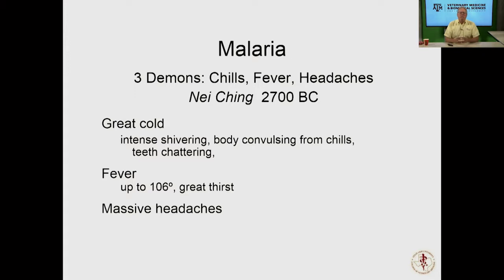Because of those three demons, one demon was of great cold, the intense shivering. And this is what you get when you get malaria, you get this cold and you start to shiver. And I have worked in Malawi and my colleagues have had malaria. And when they start to shiver, their whole bed starts to shake. And then after the shivering, there's a fever. And so there's the demon of fever. And that fever is up to 106 degrees Fahrenheit. And there's a great thirst. And 106 degrees is not very conducive to life. I mean, it is a high fever. And then there are these massive headaches that occur. And so there was the demon of the headaches, the three demons of chills, fevers, and headaches.